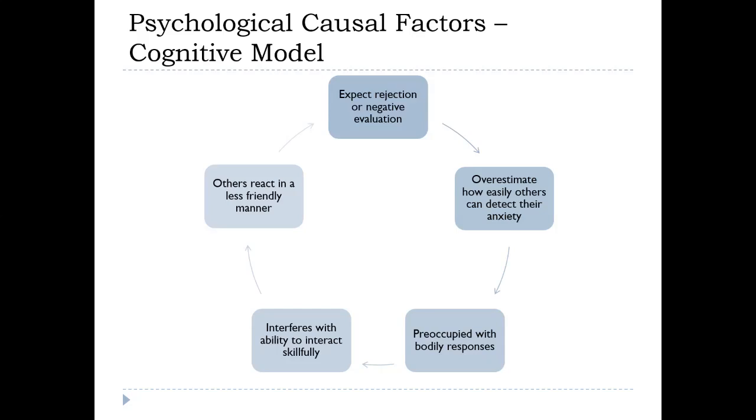The upshot of that then is others actually are going to end up reacting to you in a less friendly manner because you are kind of coming off, right, as awkward or strange or weird potentially. And so when that happens, that just reinforces where you started, right? If others are not very friendly to you, that is going to reinforce your expectation of negative evaluation, and that's going to increase how much you overestimate how others can detect your anxiety, and so on and so on and so on. And this cycle gets reinforced where because you expect negative things to happen, you actually act in ways that make it more likely for negative things to happen to you in social situations. And again, it becomes a self-fulfilling prophecy. So very powerful cognitive model that has a lot of evidence when it comes to social anxiety disorder.